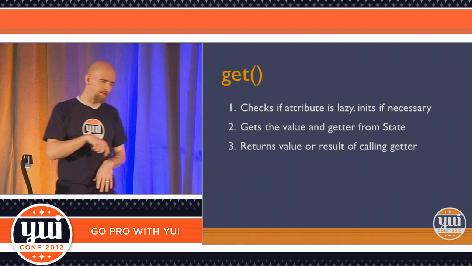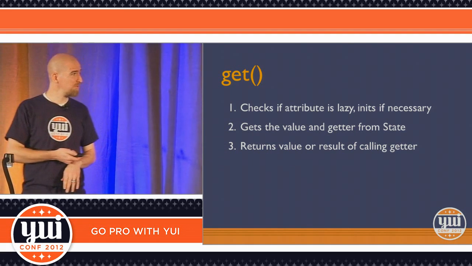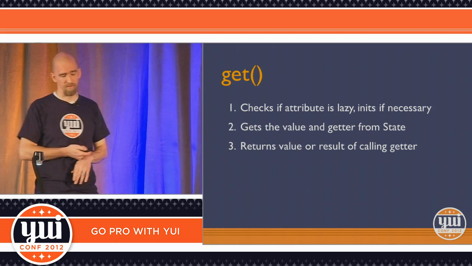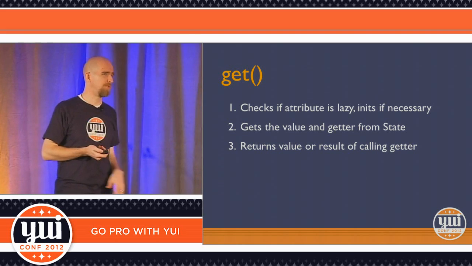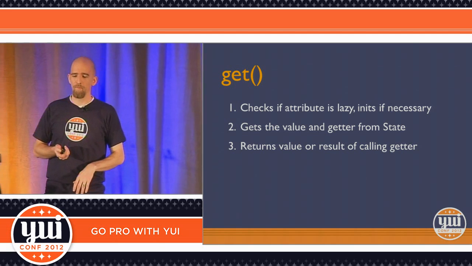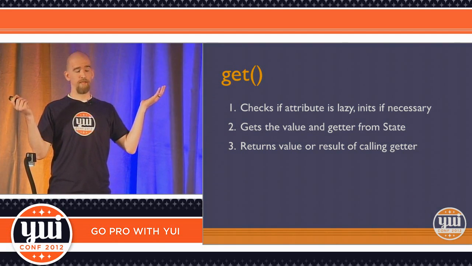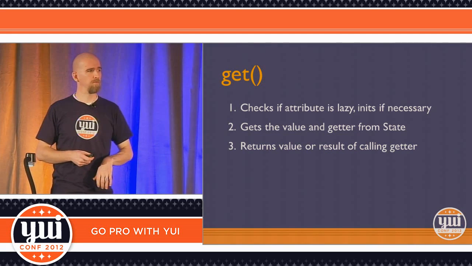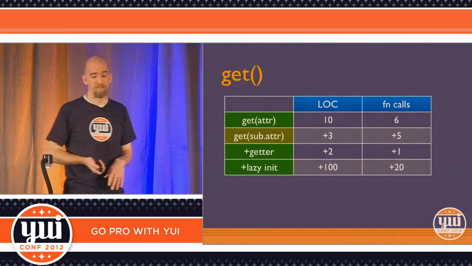So let's now get into the API side of things and get. Now get is actually pretty cheap. I like get because it doesn't do a whole lot. It checks to see if it's lazy and it sets it up if it's lazy. And then it pulls the getter and it pulls the value and it says, do I have a getter? Yes. Well, then return the result of that. Do I not have a getter? I'll just return the value. That's it. And it's really cheap.